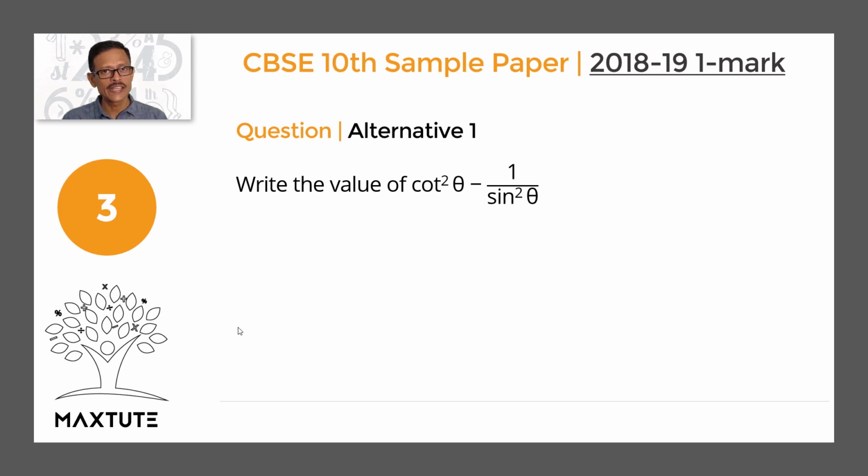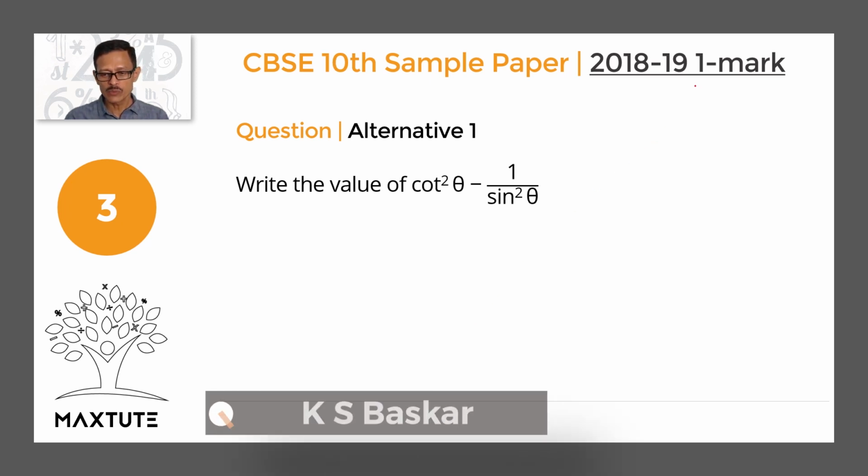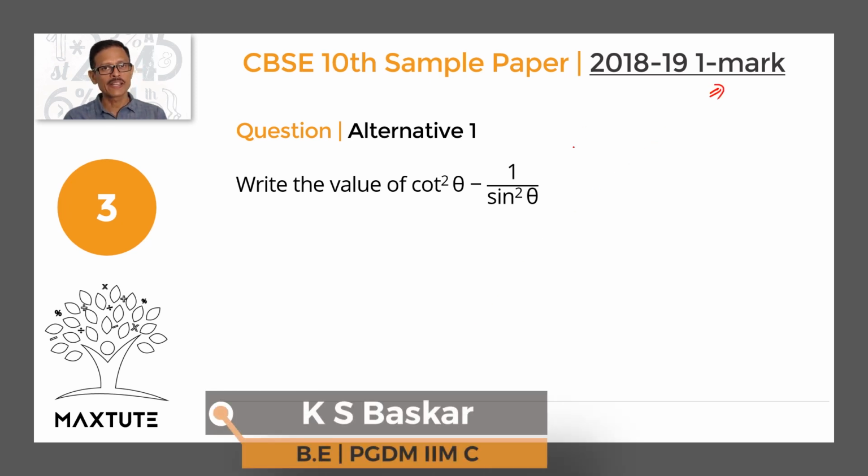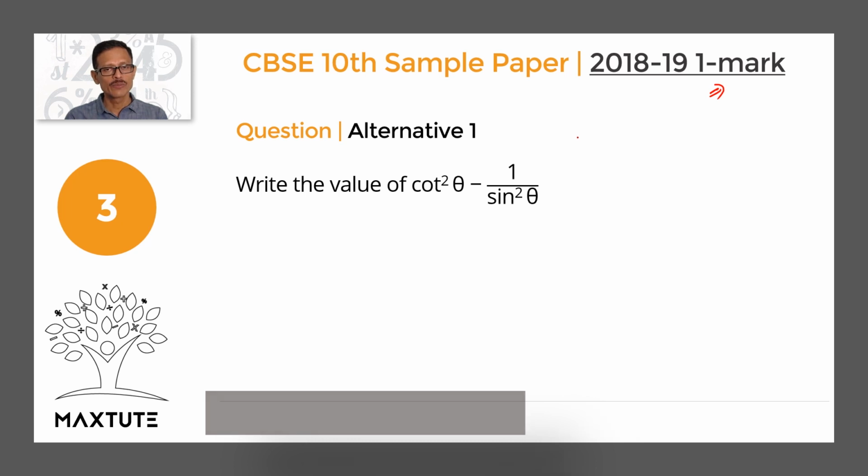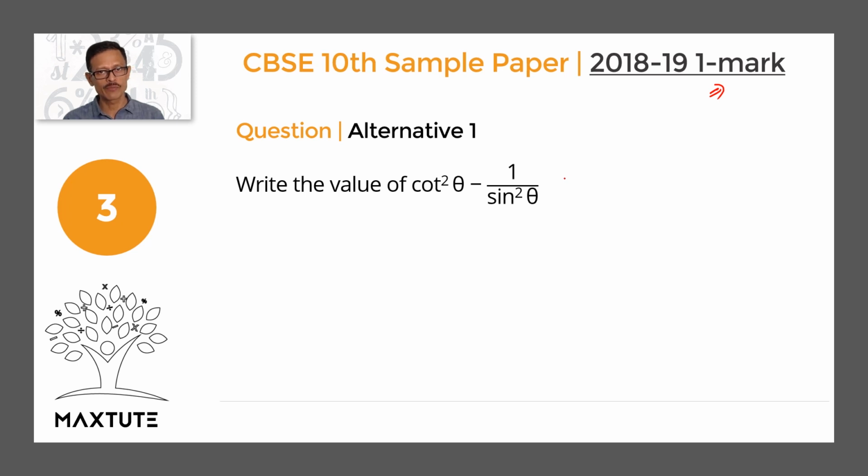In this video, we're going to be looking at video solutions to 3 1-mark questions that appeared as a part of the sample paper given by CBSE for Class 10 Maths in the year 2018-19. Question 3 had 2 alternatives. Both these alternatives appeared from trigonometry, and question 4 is from arithmetic progression. So you're going to have video solutions to 2 alternatives of question 3 and question 4.